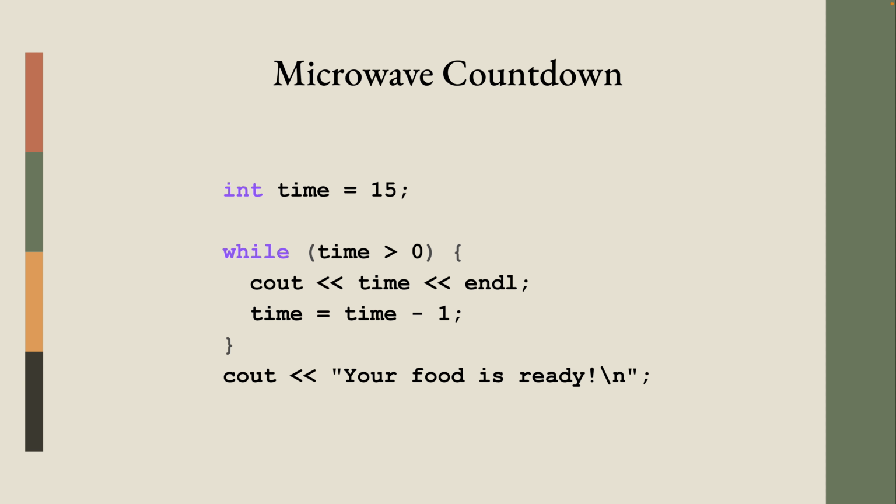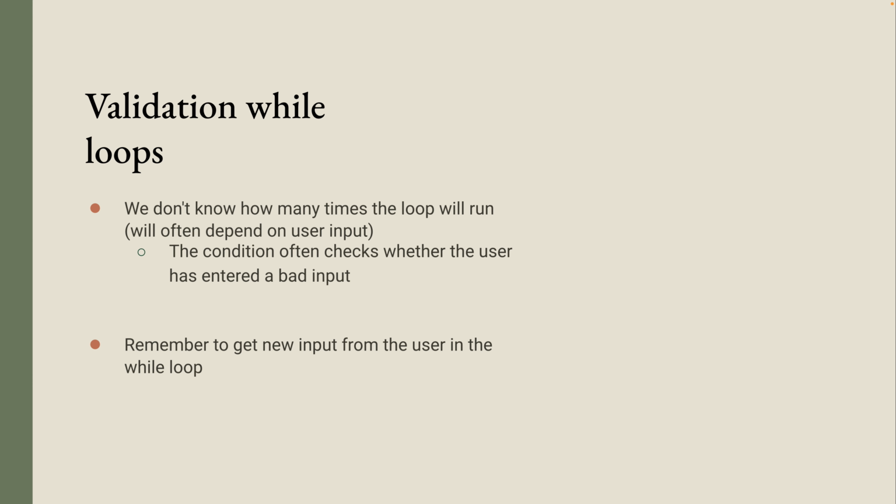Okay. Our other set of while loops are called validation while loops. And in these, we don't know how many times the loop will run. Why do we not know how many times the loop will run? Because it's dependent on user input. Yeah, so we don't know if the user is going to get the password right on the first time, the 10th time, or the 100th time. So we can't tell before the loop starts how many times we need to run the loop. So that's usually your cue that it's a validation loop.